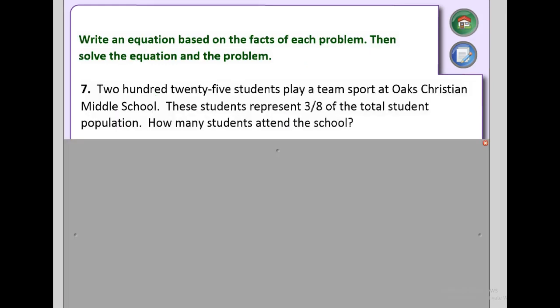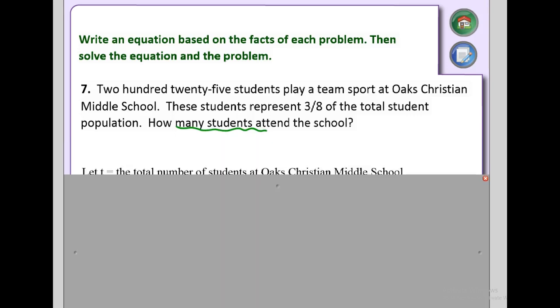Okay, one more slide, and then we're done. Okay, let's write an equation based on the facts of each problem, then solve the equation and the problem. It says 225 students play a team sport at Oaks Christian Middle School. These students represent 3/8 of the total student population. How many students attend the school? Okay, so what are we trying to solve for? Yeah, we need to find what? How many students.